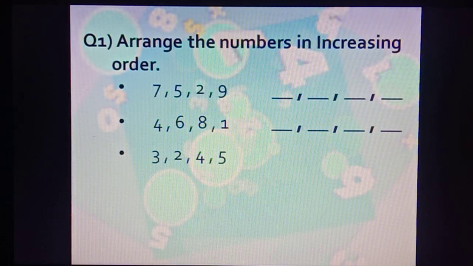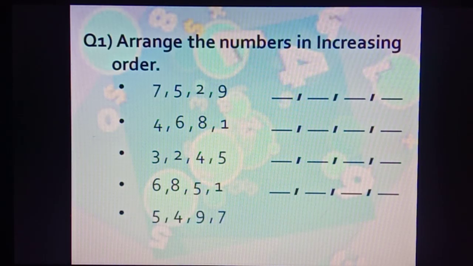Next question is 3, 2, 4 and 5, and you have to write in the correct increasing order. And next question is 6, 8, 5 and 1. You have to write the correct increasing order. And the last question is 5, 4, 9 and 7. So you have to write the correct increasing order.